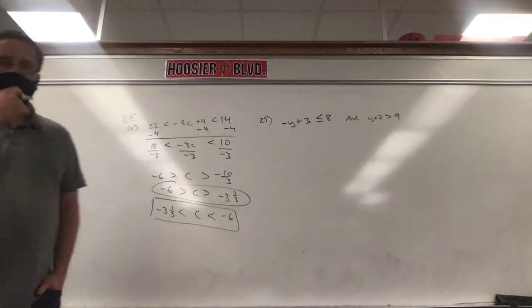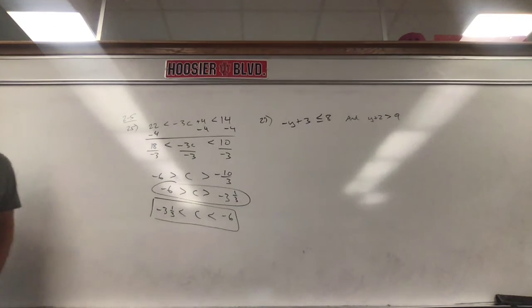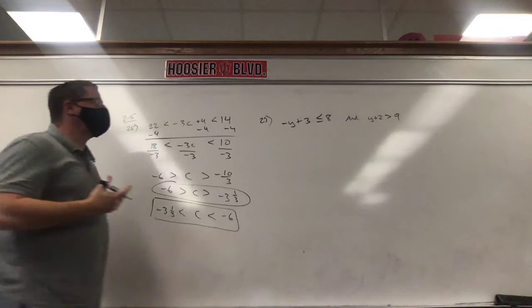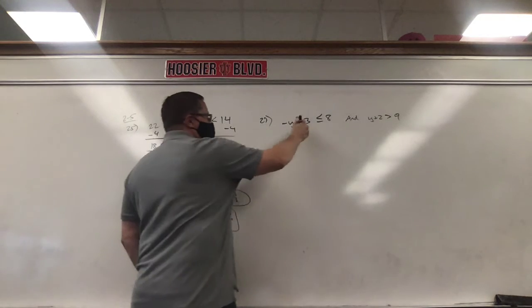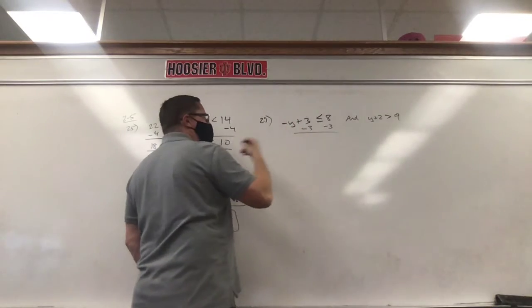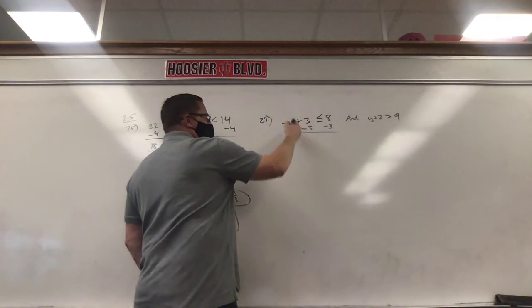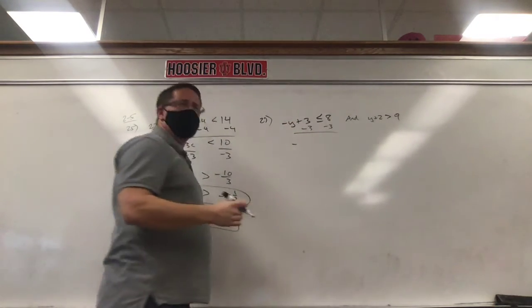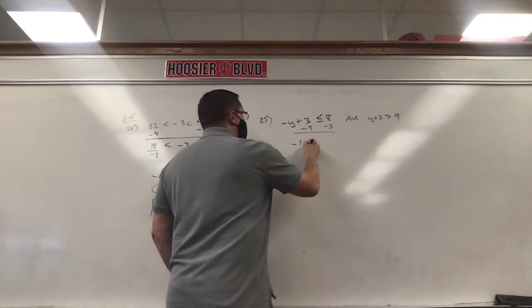Okay. All right, so we need to solve this. We solve both of them. Now this first one, you gotta be careful on this one. It starts out easy. We minus 3, and then we're left with negative y. What number's in front of that y? Negative what? There's a number there, you just don't see it. Negative 1 y.